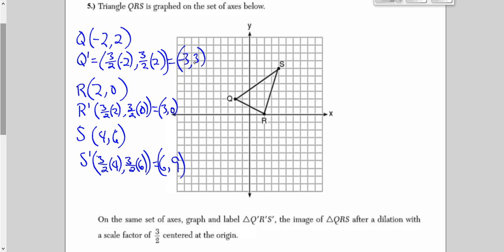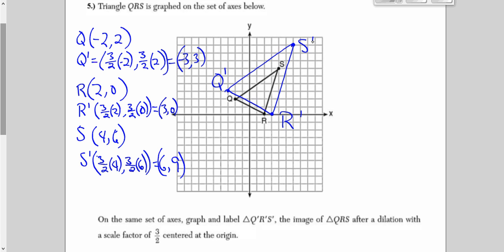All right, so then we just go ahead and plot it here. So the Q prime is at -3, 2, so 1, 2, 3 and 1, 2, 3. And then 1, 2, 3, 0. And then we got 6, 9. And don't forget this. You will lose points for not doing this, I should say, right?